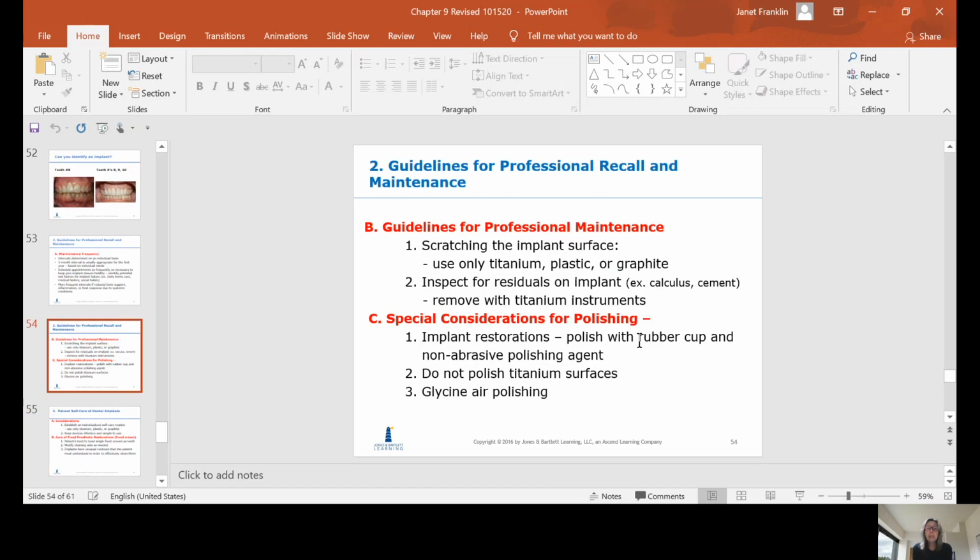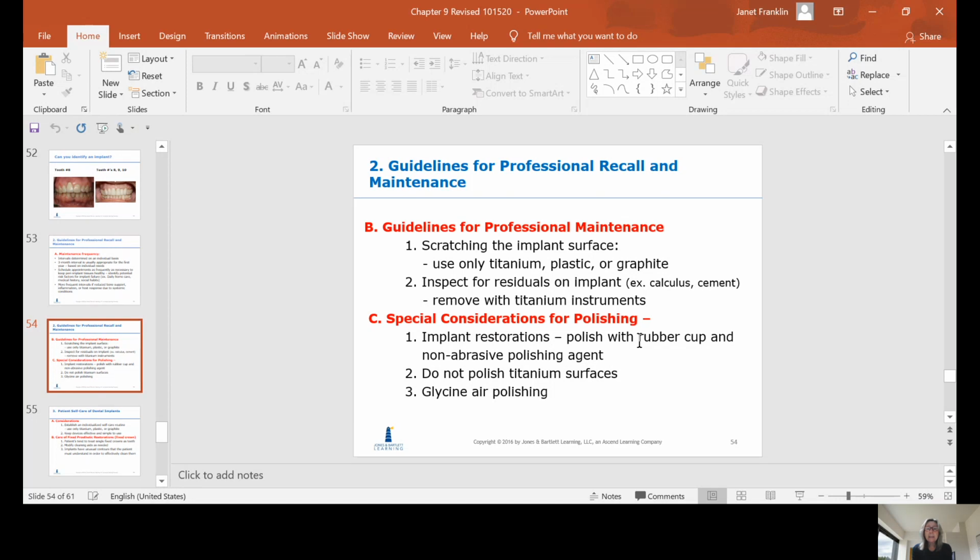The guidelines for professional maintenance: to avoid scratching the implant surface, use only titanium, plastic, or graphite instruments. This is a must for you as the hygienist. This is why you need to know ahead of time if there's an implant there. It's one thing to accidentally probe with a metal probe if you're very gentle. Absolutely not to use metal instruments on an implant. You can scratch the titanium, and if you scratch the titanium, you're going to make it a rougher surface, so plaque and bacteria are going to stick to that surface easier.